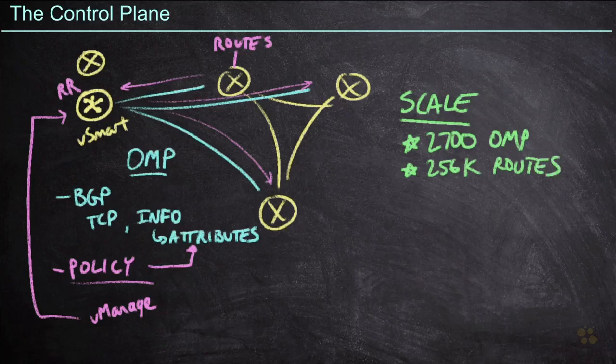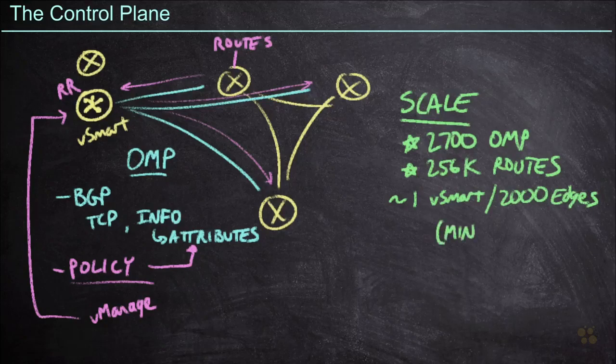Now that said, because we're going to form OMP relationships with other devices like other vSmart controllers and the vBonds and such, Cisco recommends us planning on roughly one vSmart controller for every 2,000 edge devices in the network. And for the sake of redundancy, we recommend a minimum of 2 vSmart controllers.